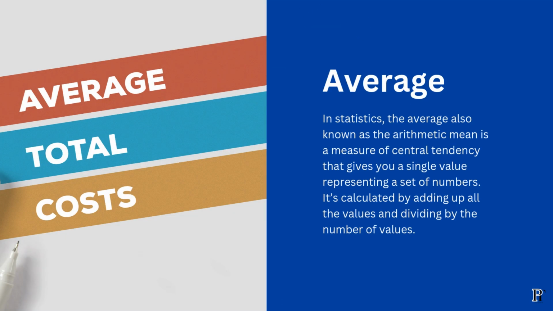In statistics, the average, also known as the arithmetic mean, is a measure of central tendency. It helps us find a single value that represents a group of numbers. We use the average in many everyday situations like calculating exam scores, average rainfall, or even a cricketer's batting average. It helps make complex data easier to understand and gives us a quick idea of what's typical.